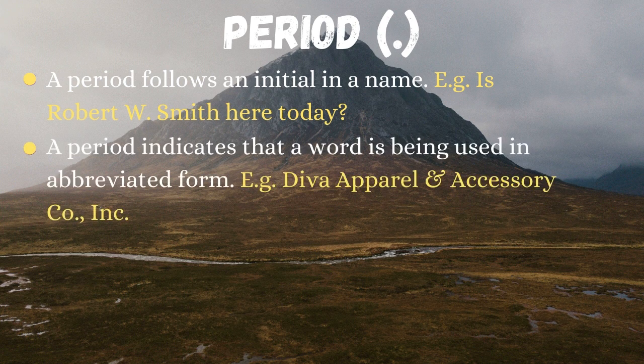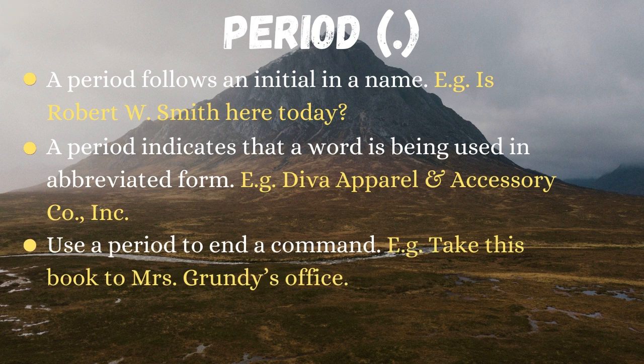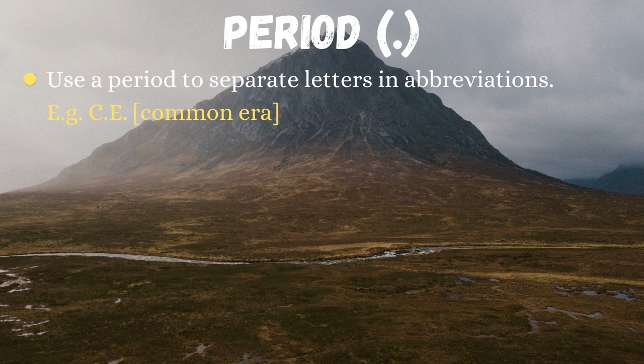A period indicates that a word is being used in abbreviated form. Example: Diva Apparel and Accessory Company Incorporated. Use a period to end a command. Example: take this book to Mrs. Grundy's office. Use a period to separate letters and abbreviations. Example: see Common Era.